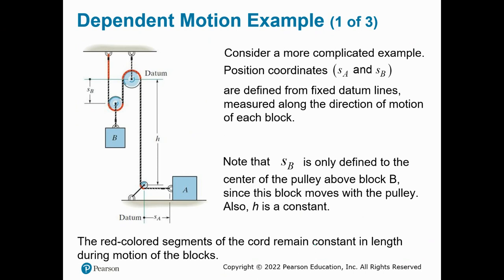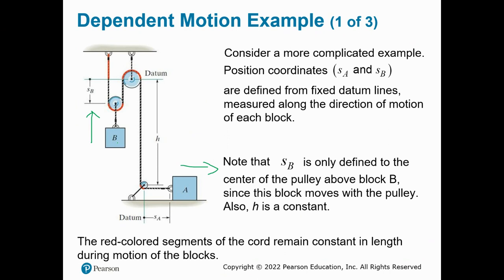All right, next one. Again, I have this pulley system. Similar to that truck moving the furniture, I have block A moving to the right. If A is going this way, block B is going to go up. If A goes to the left, B is going to go down. So block A and block B are dependent on each other.